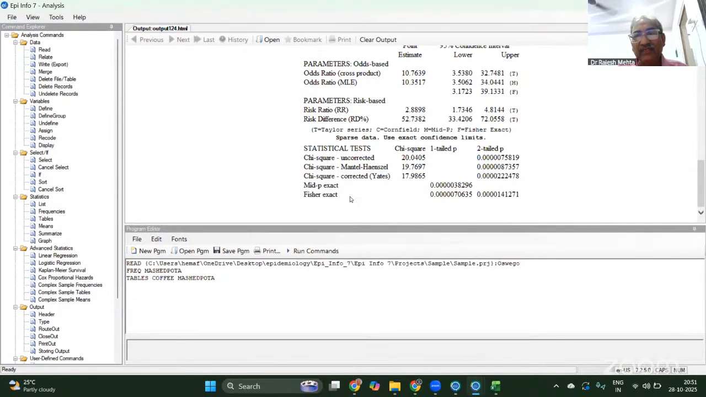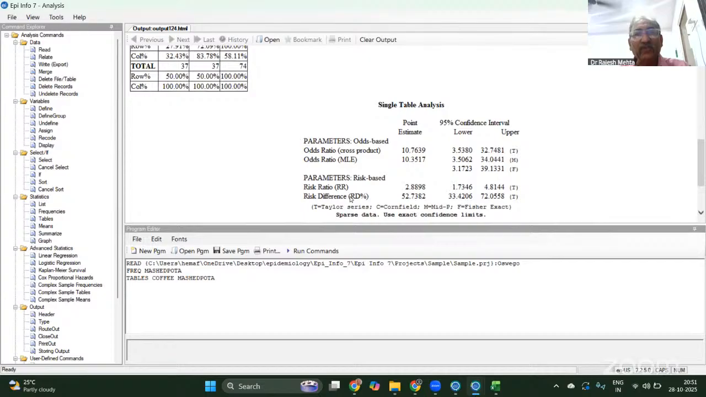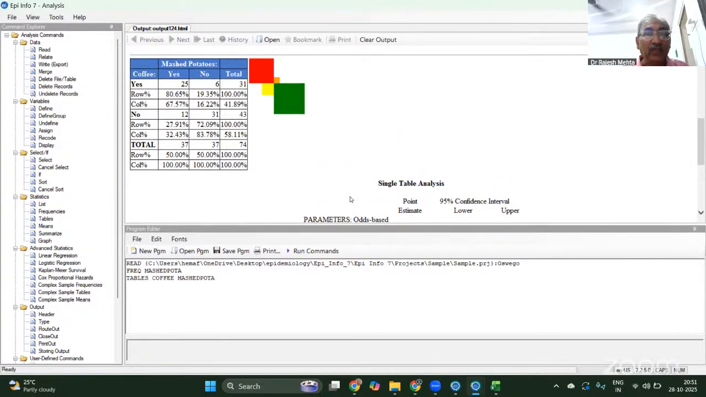Yes, there is a significant difference; the p-value is less than 0.05. That means those who take coffee are more likely to take mashed potato, and those who are not taking coffee are less likely to go for mashed potato. So there is a relation between taking coffee and mashed potato, and this is a significant relation. This kind of interpretation you can find out.